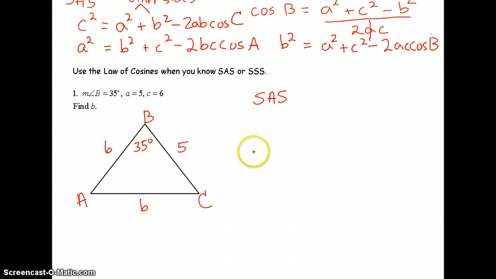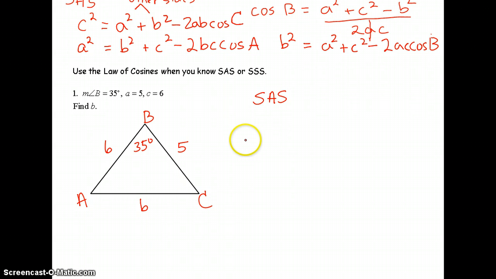And notice if I tried to do it with the law of sines, I'd put sine of 35 over b equals the sine of, oh, I don't have another angle to use, do I? So that's why you can't use the law of sines. If you tried to use the law of sines, it wouldn't work. So you're going to realize I got to use something else. So I'm going to use the law of cosines.